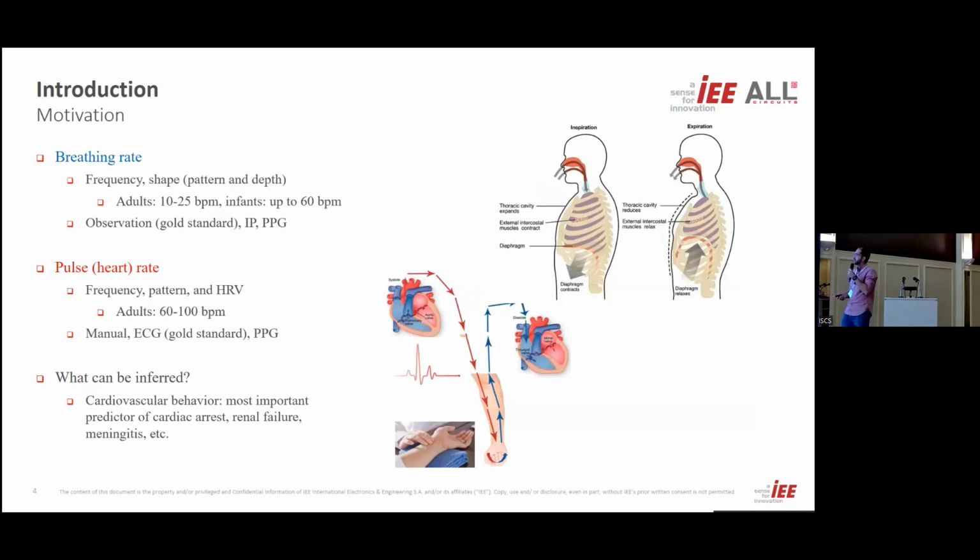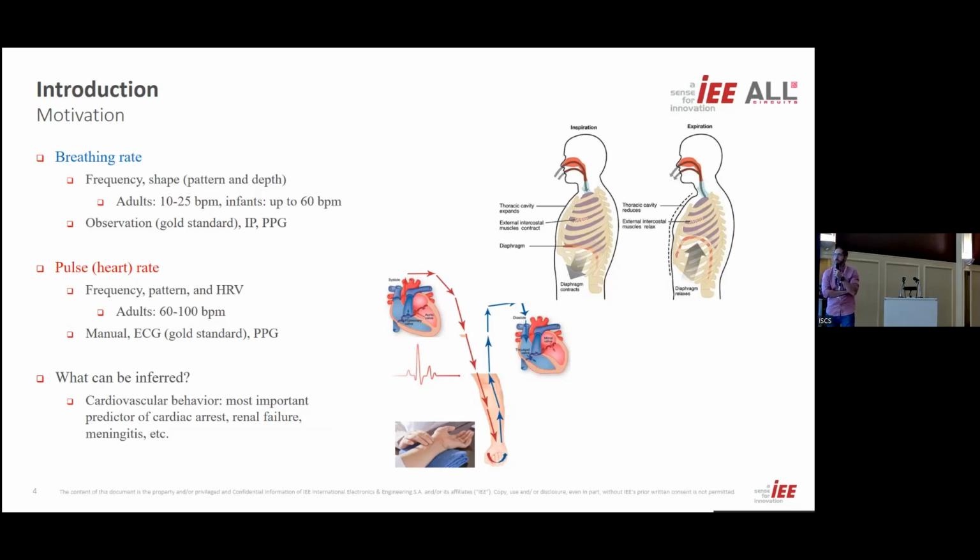For the breathing rate, we are interested in the frequency and also in the shape of breathing, and common values for the breathing rate go from 10 to 25 BPM for adults, and a bit higher for infants. The gold standard is still manual observation, but there are also other methods to measure, like epidermal spinomography and PPG sensors.